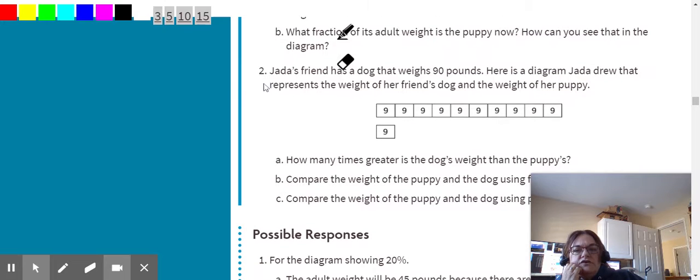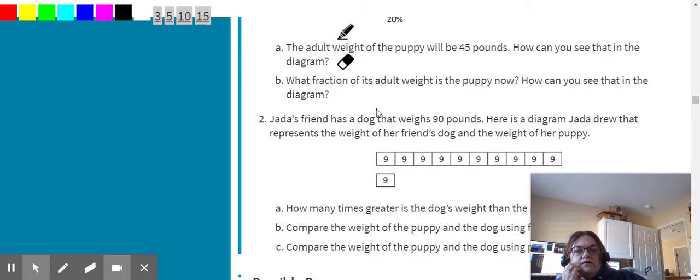Okay, and then on number 2, you have 10 nines, which is 90 pounds. So 100% is 90. These are by tens, 10%. Each one is 10, so 10, 20, 30, 40, 50, 60, 70, 80, 90, 100. So 10 times 9 is 90 pounds. So 90 pounds is 100%.